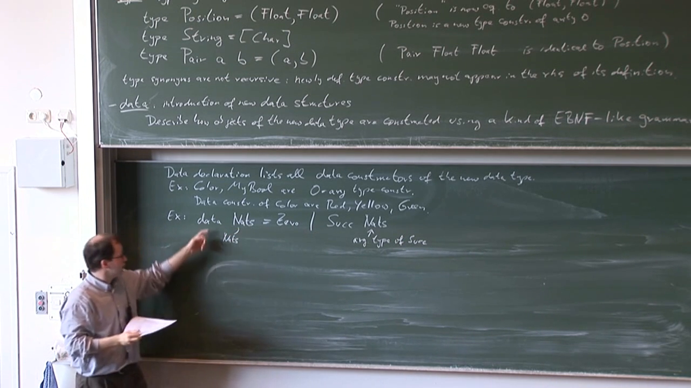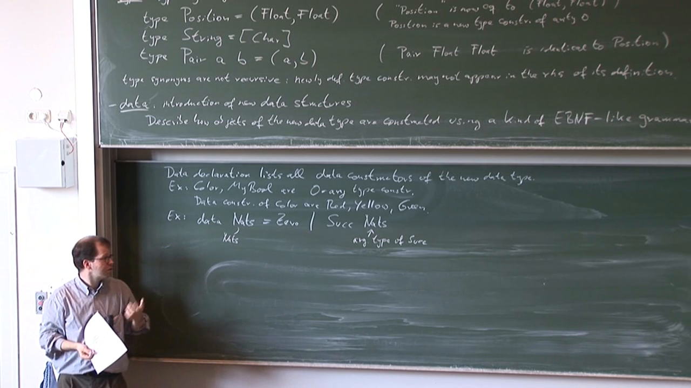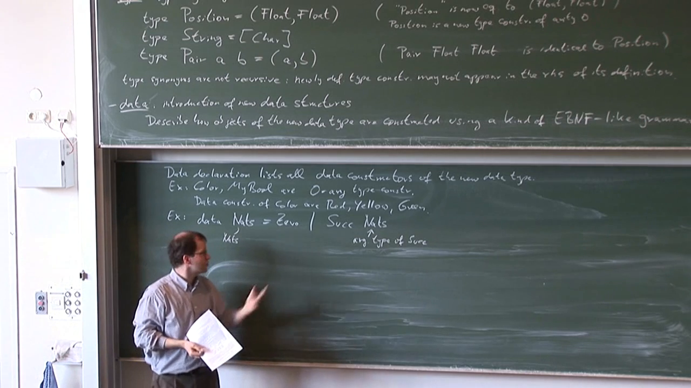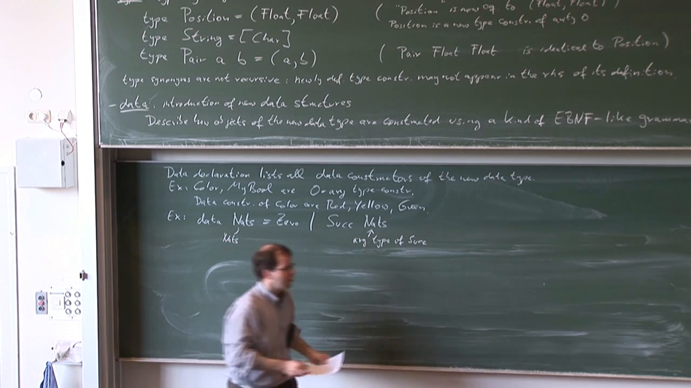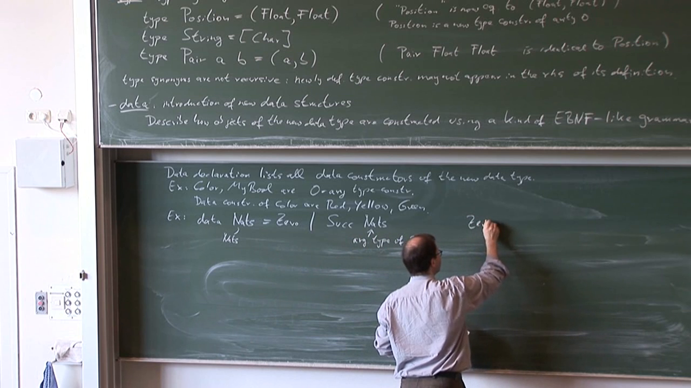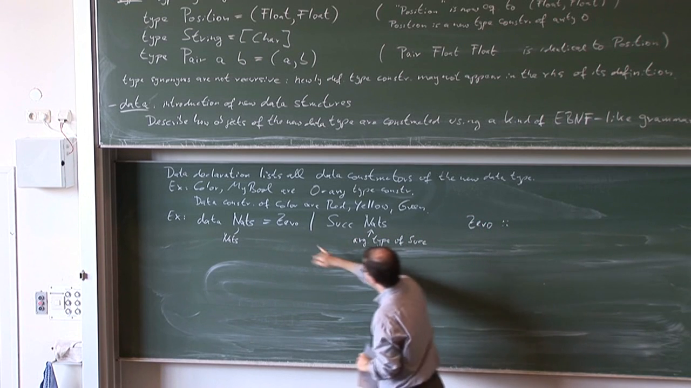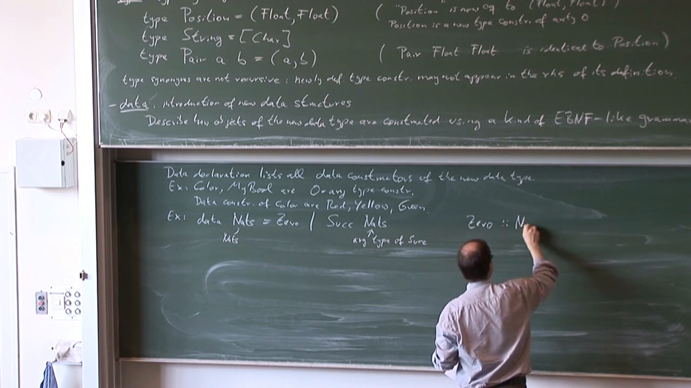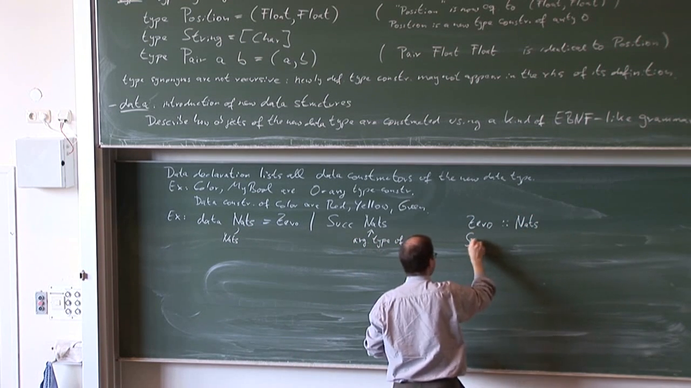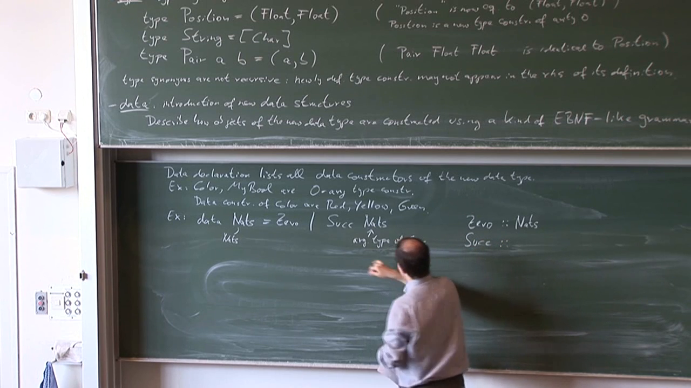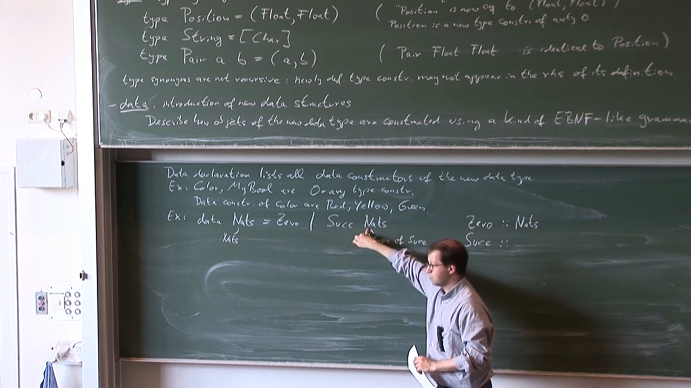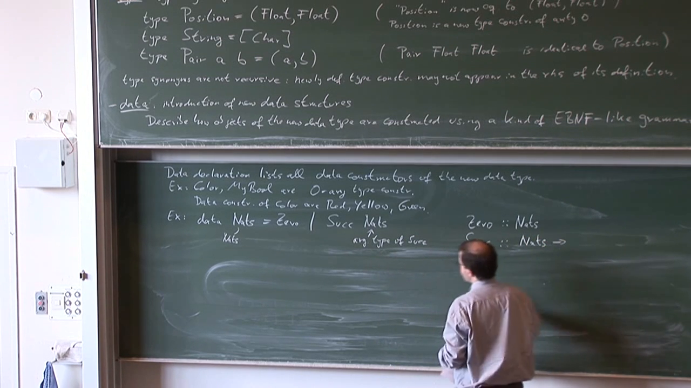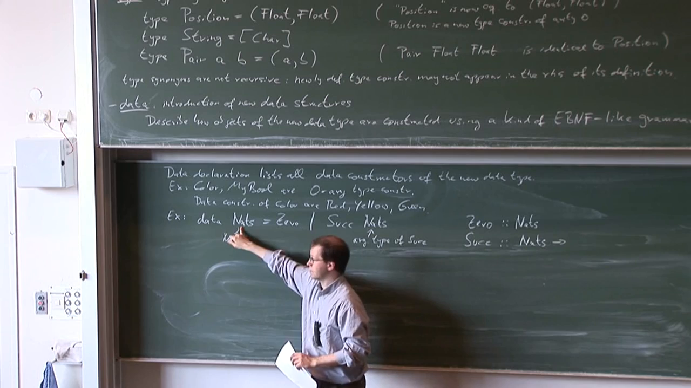So in other words, if we write something like this, then we have introduced not only a new data type nuts, but we have also introduced 2 new functions, 0 and suc. And we have also given their type. So the type of 0 takes no input, and it gives you nuts as a result. So 0 is of type nuts. And suc is a function which takes 1 input. Input is of type nuts. And the result is, again, the new data type nuts.